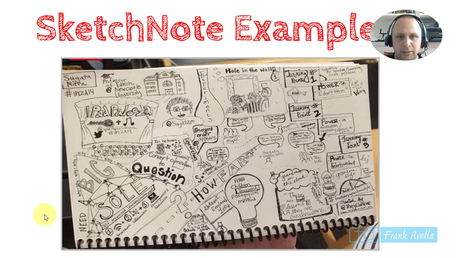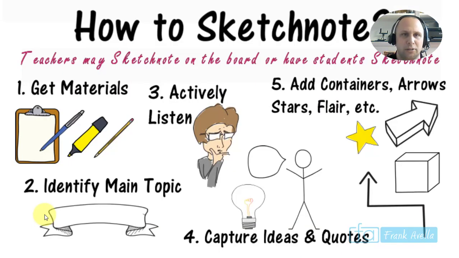You can see here, it's got some star. It's got all different things here, right? So I don't even know what this is. But they've got containers and arrows, and again, more examples of sketch notes. So this is a good review.